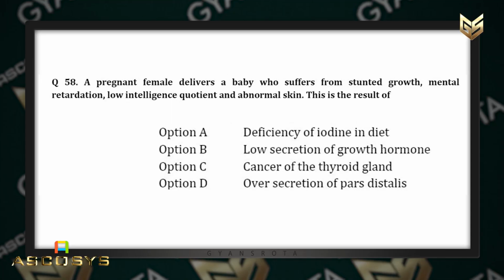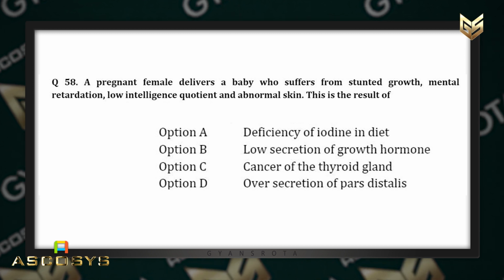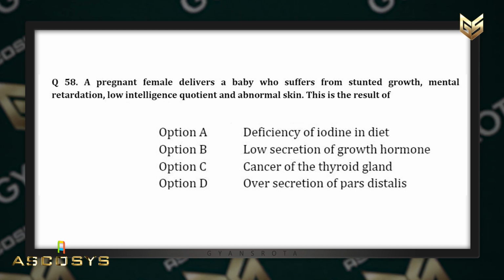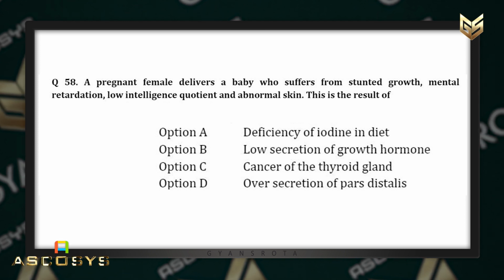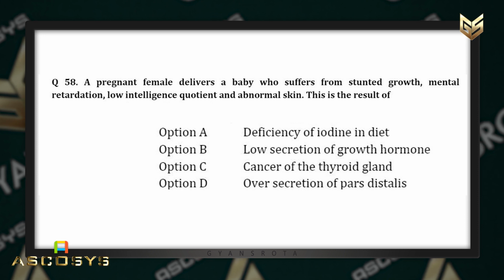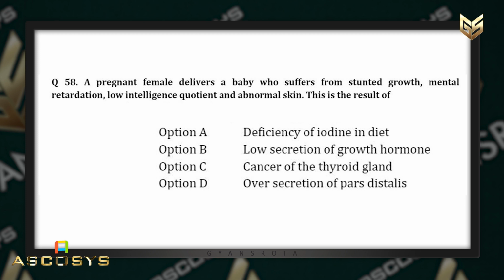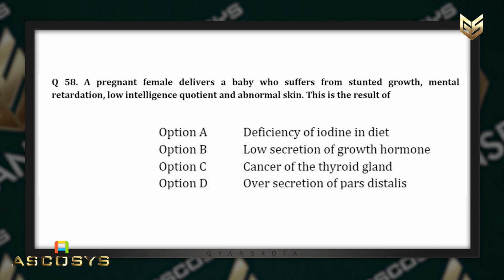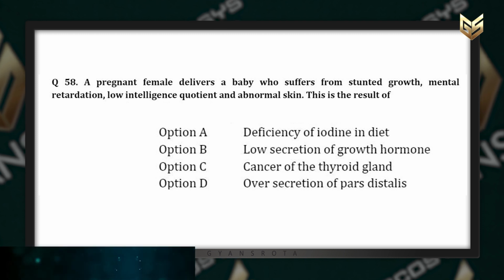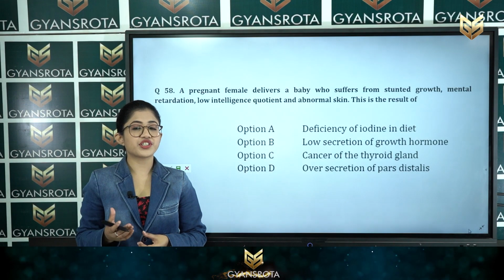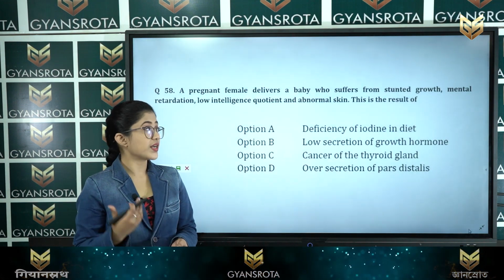A pregnant female delivers a baby who suffers from stunted growth, mental retardation, low intelligence quotient and abnormal skin. This is the result of option number A, deficiency of iodine in diet, option number B, low secretion of growth hormone, option number C, cancer of the thyroid gland, and option number D, over secretion of pars distalis. This is from the chapter chemical coordination and integration. So what is the correct answer?